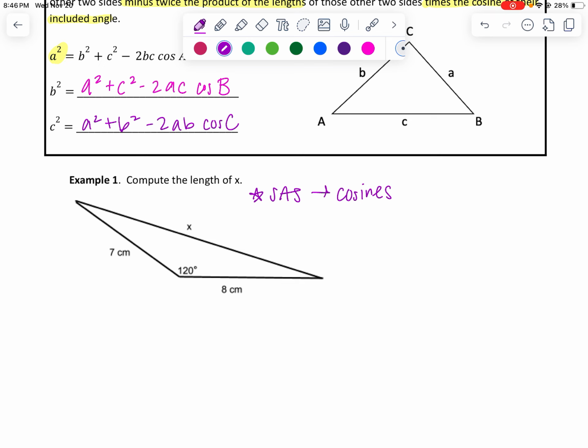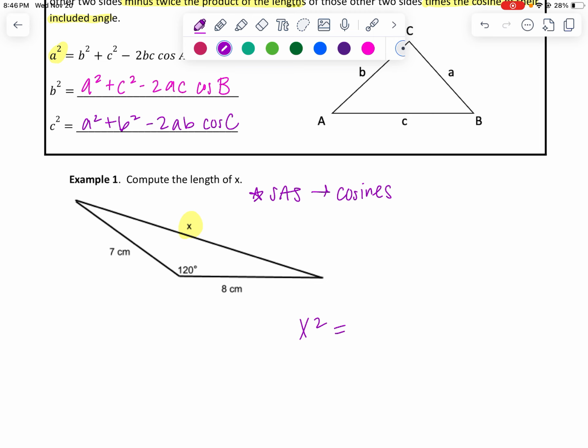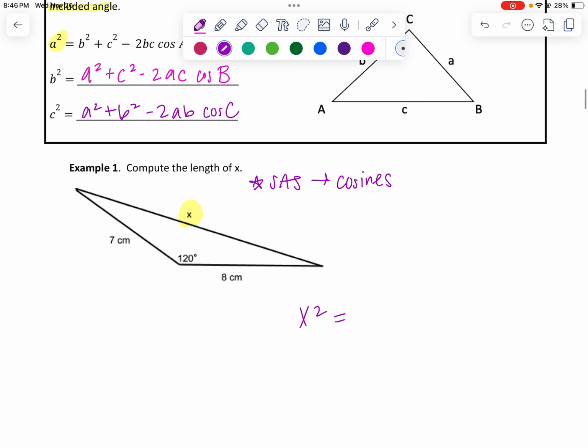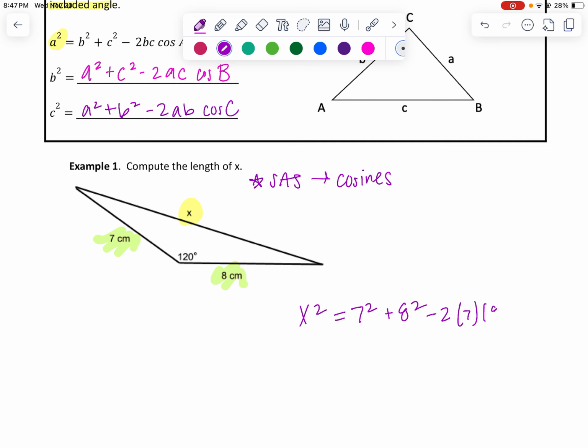Okay, since I'm trying to find x, this is my starting point. I'm going to start with x squared. I'm going to equal it to the sum of the squares of the other two sides, in this case 7 and 8. So I have 7 squared plus 8 squared. I'm going to subtract 2 times the product of the other two sides, in this case 7 times 8, and then times the cosine of the included angle, which is across from what we're trying to find, in this case 120 degrees. So 120 degrees is my included angle.